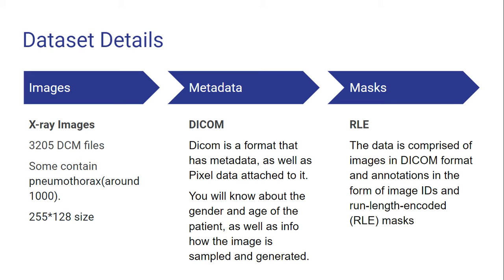DICOM is a format that has metadata as well as pixel data attached to it. You will know about the gender and the age of the patient as well as info about the image that is sampled and generated. The segmented masks have been provided to us. That data is comprised of images in DICOM format and annotations in the form of image IDs and RLE masks. Run length encoding is a form of lossless data compression technique.